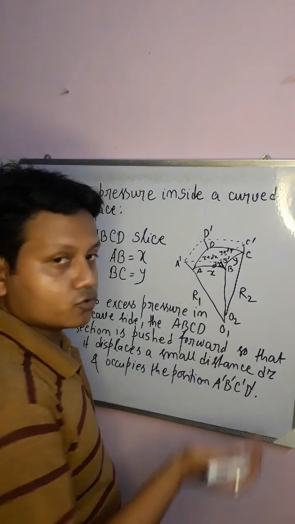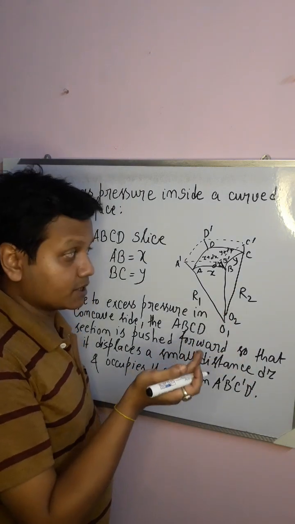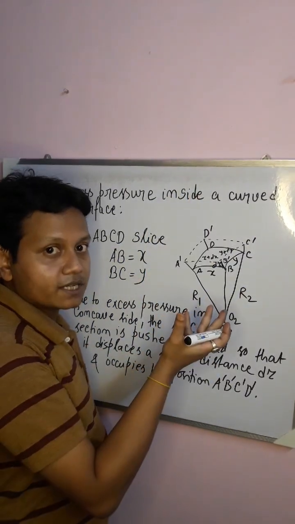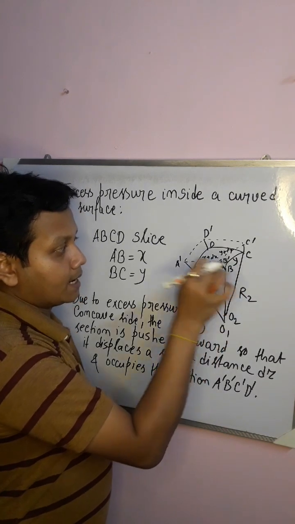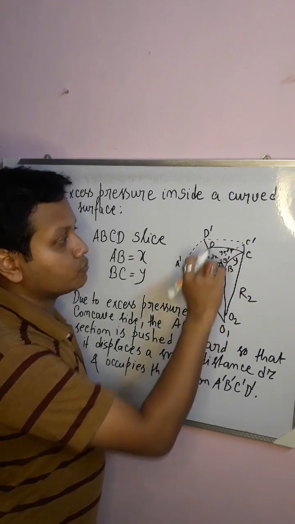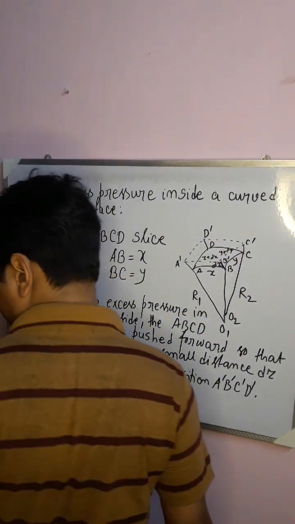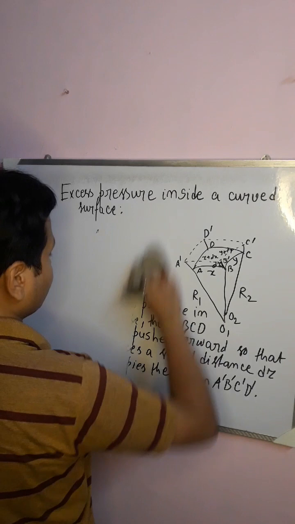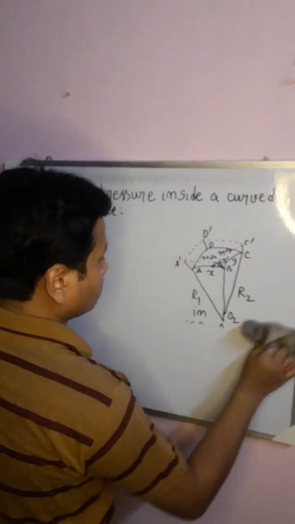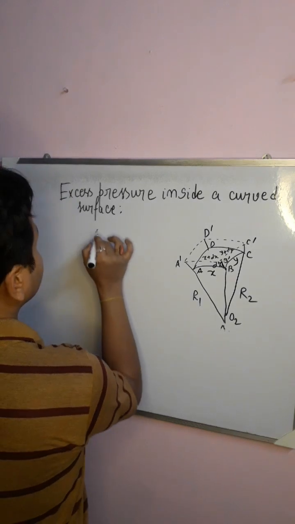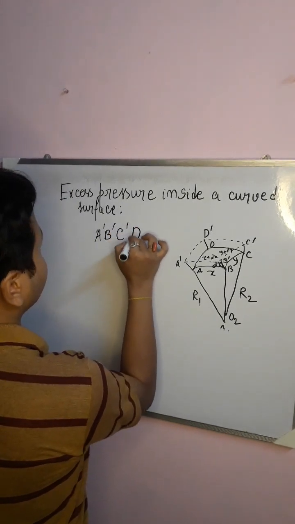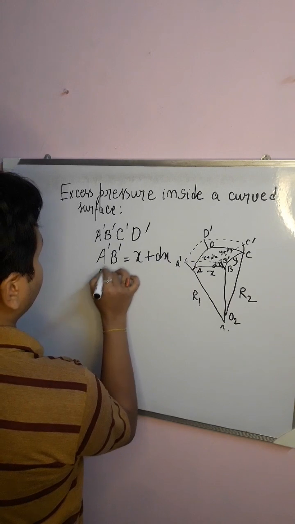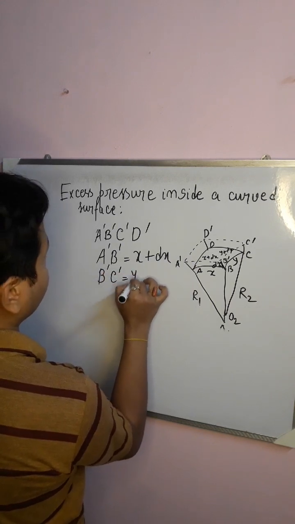Due to the excess pressure in the concave side, the excess pressure will try to push the section ABCD in the upward direction. As a result, it will displace. So this is the length of the displacement, and after this displacement, ABCD will capture the position A dash, B dash, C dash, D dash. Fine. So if ABCD becomes A dash, B dash, C dash, D dash, then the length of the sides will also change. Now A dash B dash is x plus dx, and B dash C dash has now become y plus dy.